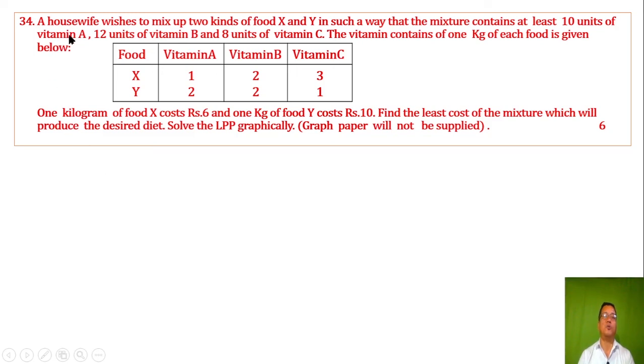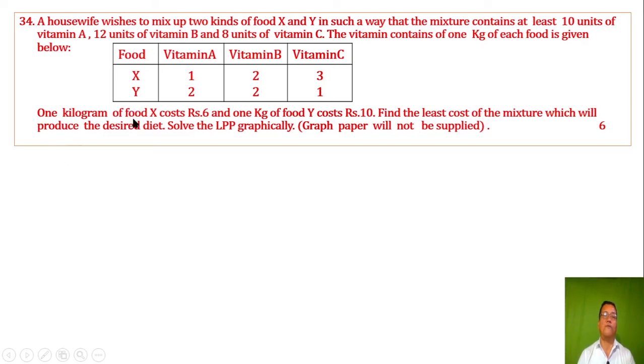34. A housewife wishes to mix up 2 kinds of food X and Y in such a way that the mixture contains at least 10 units of vitamin A, 12 units of vitamin B, and 8 units of vitamin C. The vitamin contents of 1 kg of its food is given below. Food X, Y, vitamin A, vitamin B, vitamin C respectively.